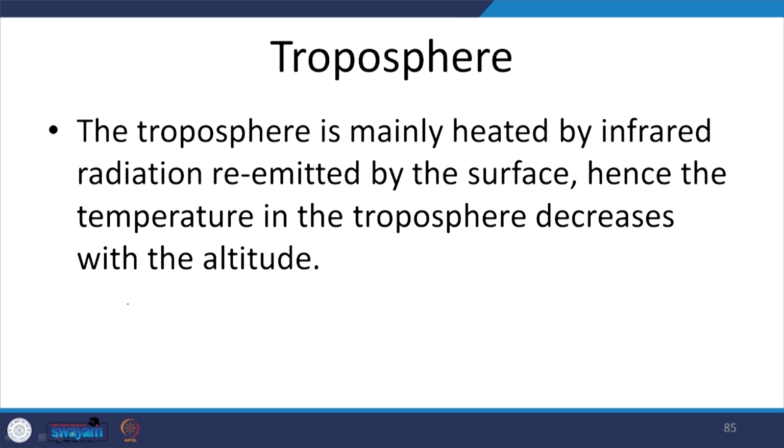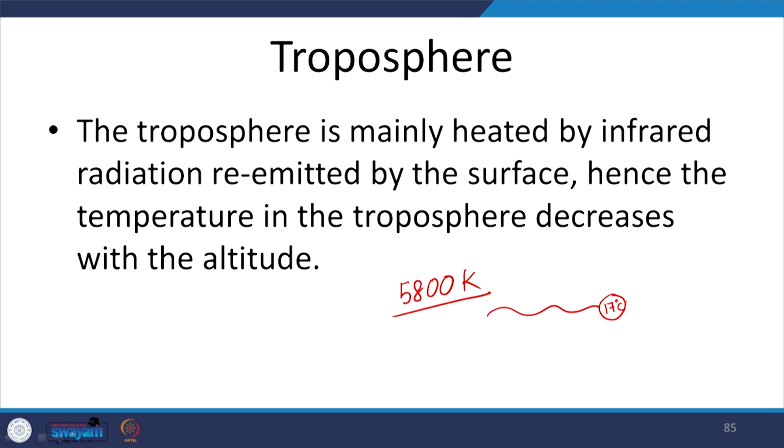Okay. So, the troposphere is mainly heated by infrared radiation that is re-emitted by the surface, hence the temperature in the troposphere decreases with altitude. Now, here we should say one important thing. We have seen that the average temperature of the solar surface, to be precise, is 5800 Kelvin. The yellow disk that you see is at 5800 Kelvin, and this is the object which is emitting radiation. Now, this radiation heats up the earth to an average temperature of 617 degrees Celsius, whatever it is in Kelvin.